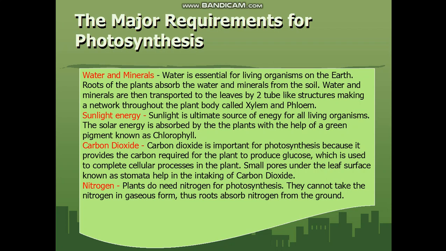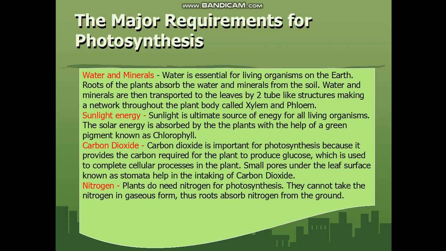Xylem and phloem transport water and minerals from the roots to the leaves, and the food from the leaves to the whole plant, because we know that leaves are the kitchen of the plant, so leaves make the food. When the whole process of photosynthesis is done, they make the food, and this energy is transported by xylem and phloem throughout the plant body. Each and every cell of the plant body gets the energy.